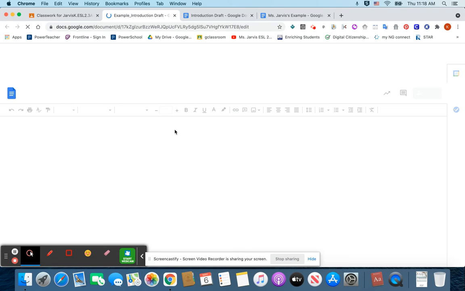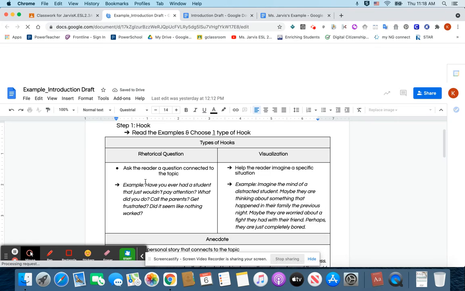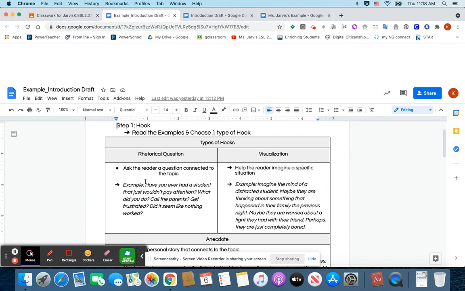So there's three different types of hooks. One is rhetorical questions, when you're asking the reader a question. Here's my example. Have you ever had a student that just wouldn't pay attention? What did you do? Call the parents? Get frustrated? Did it seem like nothing worked? So that's one possible way I could start my essay.